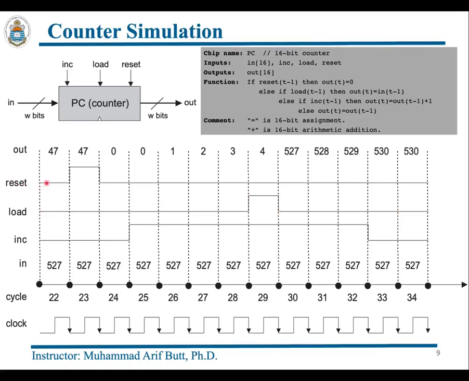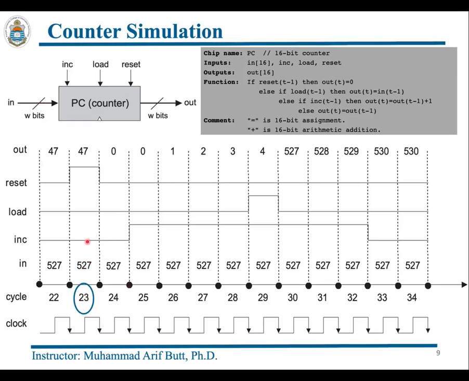This is the reset input, 0, then 1, then again 0 and so on. And this is the value at out. So let me show you one by one. Let's suppose that right now it is cycle 23. At the in we have 527, that is, over here we have 527.